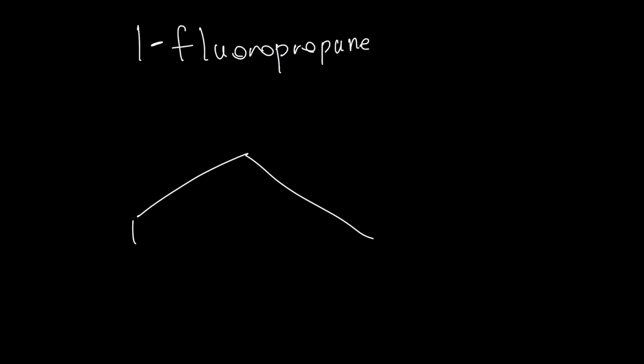Now, let's get some halogen action going. What if we have 1-fluoropropane? Propane looks like this because it has 3 carbons. Fluoro means fluorine. So on carbon number 1, there's going to be a fluorine atom looking like this.